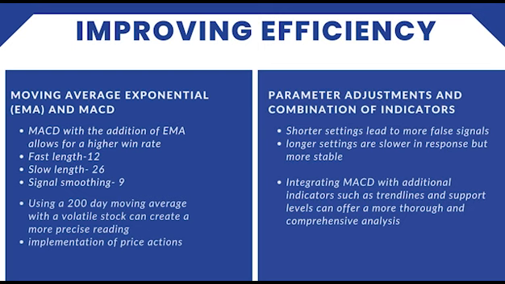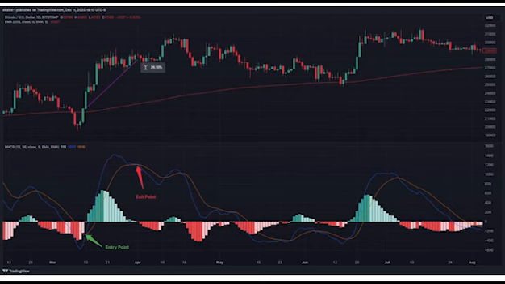To avoid false signals, we can also implement price actions by adding key support and resistance such as trend lines, support levels, and volatility can offer us a more thorough and comprehensive analysis. Although, we must remember that shorter settings are more responsive but lead to more false signals, while longer settings are more stable but slower in response. Let's look at a specific example of how to use our modified MACD strategy.